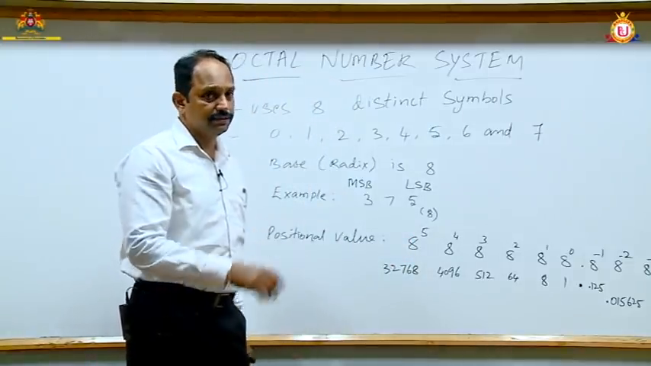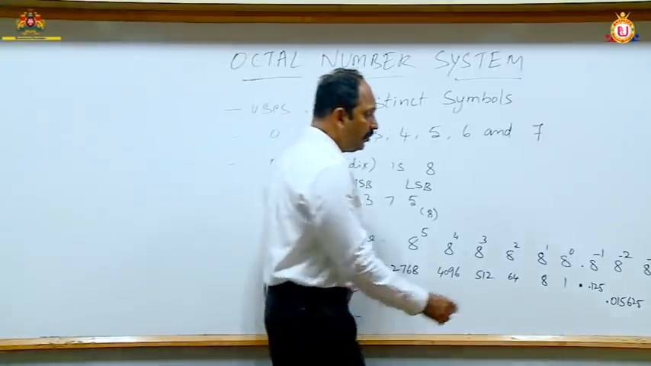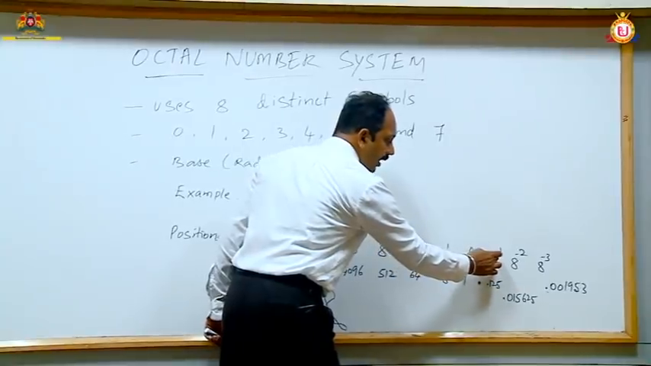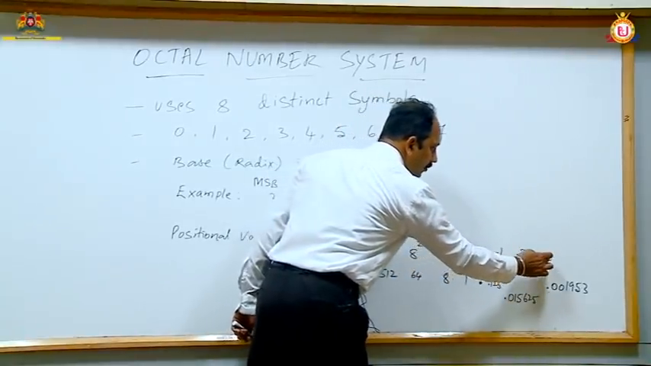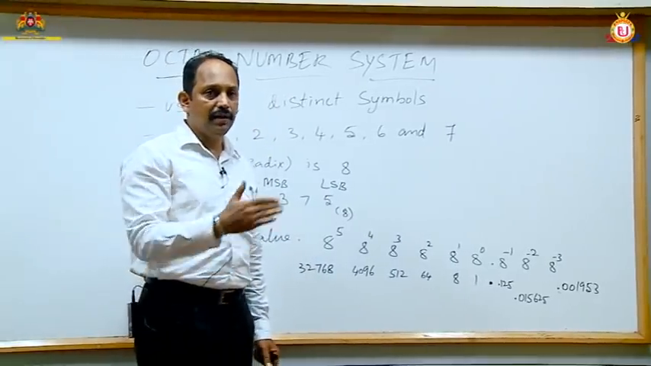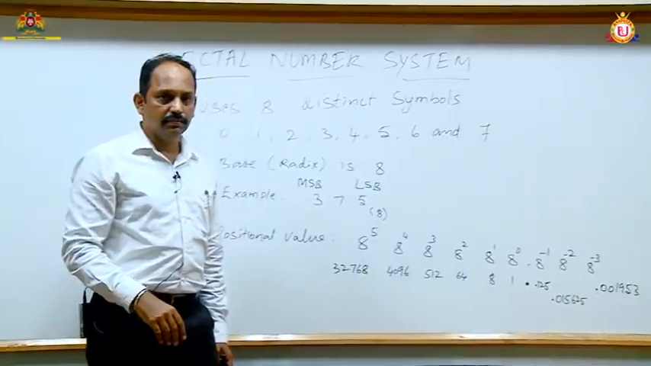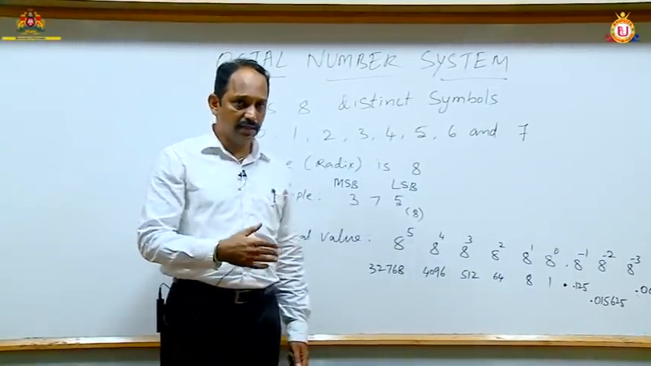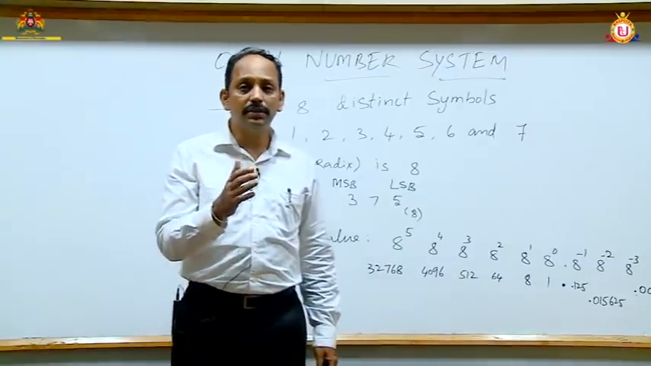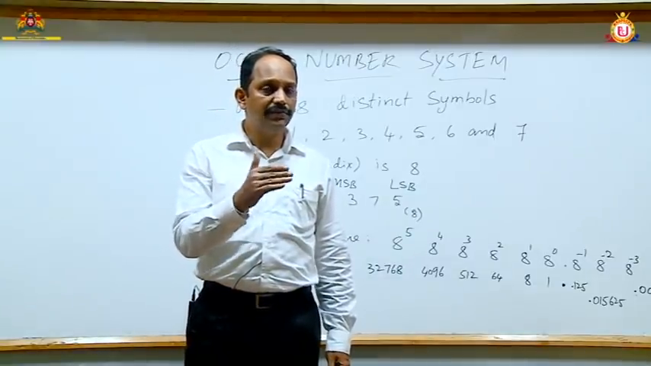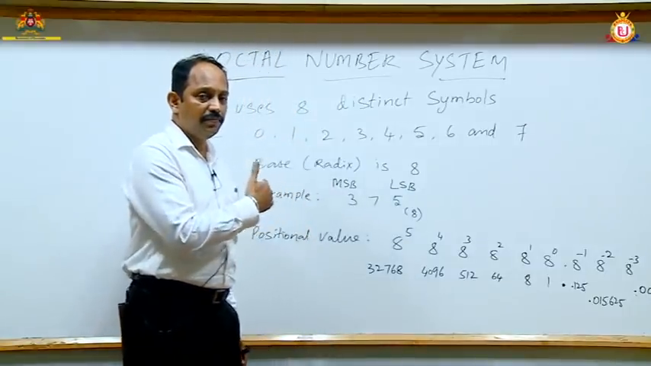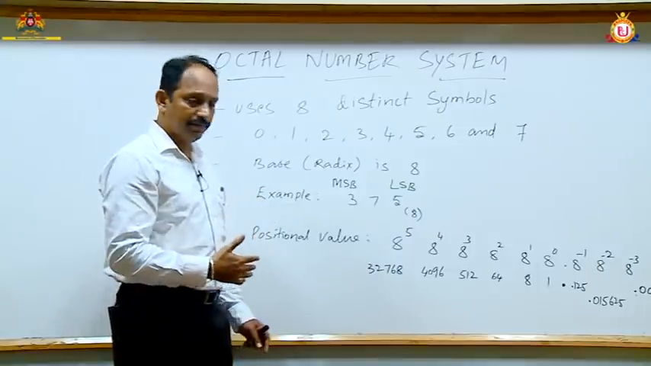It can be any length. At the fractional part, again, the base of the number system is 8: 8 to the power of minus 1, 8 to the power of minus 2, 8 to the power of minus 3, 8 to the power of minus 4 and so on. Same as binary number system and decimal number system, because all these number systems belong to positional number systems. Only the base value changes, otherwise the structure of representing their positional value remains the same.